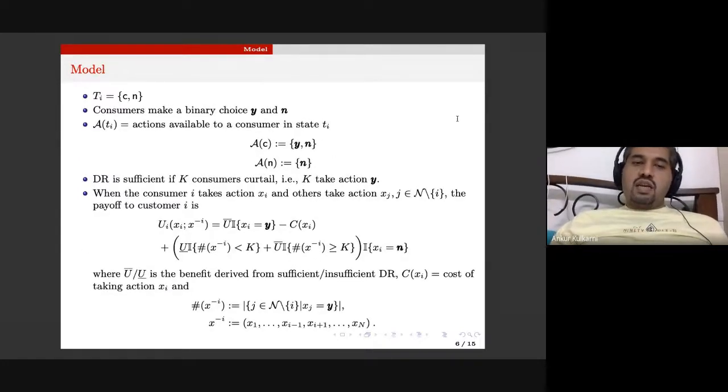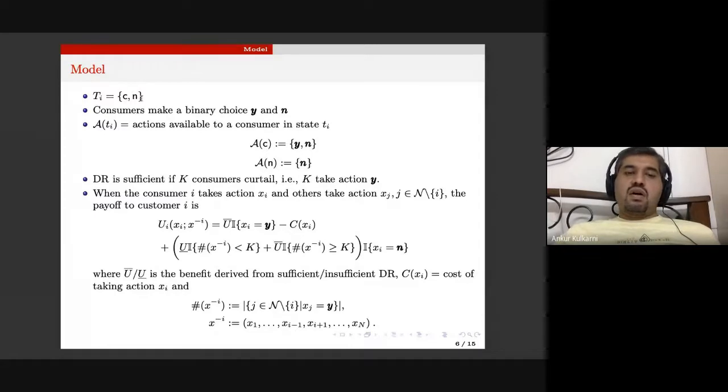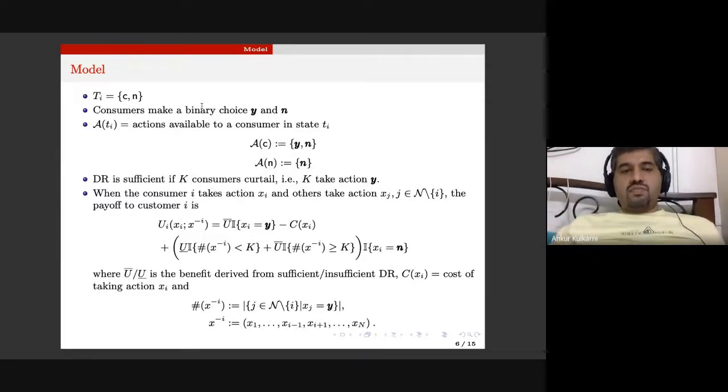Now, what we'll assume is that the consumers are in two possible states. One is that they can curtail and the other is that they cannot curtail. That is denoted by C and N. They make a binary choice, which is whether to curtail or not to curtail. So these are the actions that the consumers can choose.